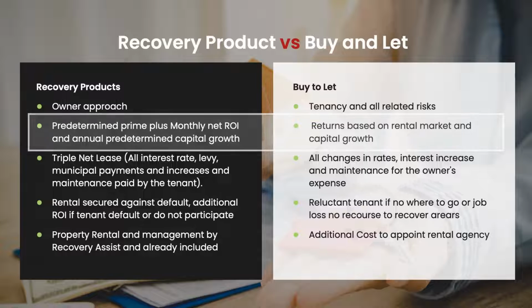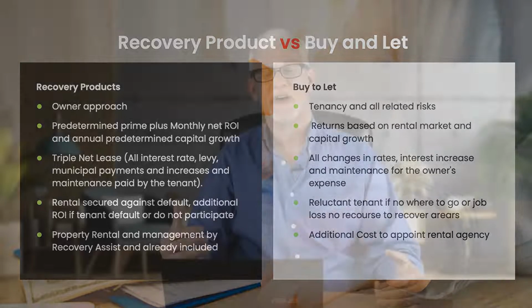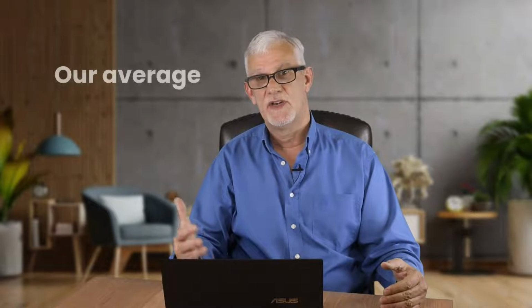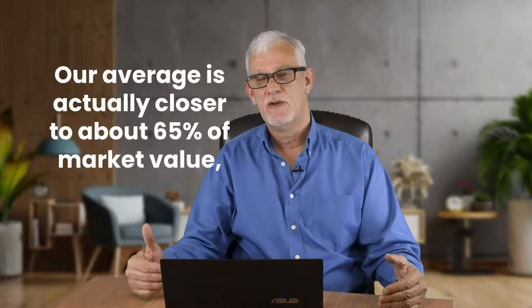Then the next one is a predetermined prime plus monthly return on investment. Contractually predetermined. That is very important, especially as it's covered by the fact that it's 75% of market value or less. Our average is actually closer to about 65% of market value, all cost inclusive, which includes the maintenance as well, and those types of things.